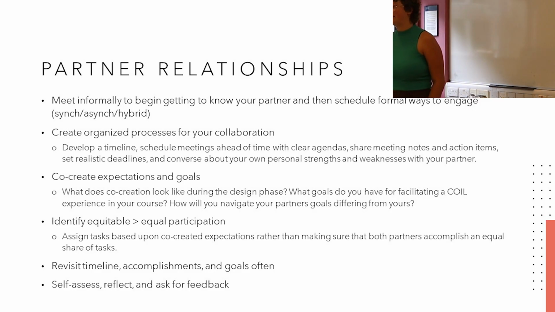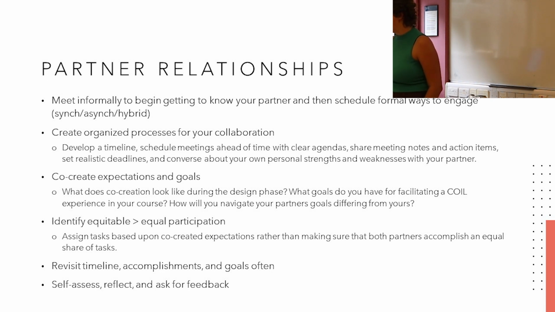Creating an organized process for your collaboration. So sitting down and actually developing a timeline, both for the design and for teaching the course. The design might take 3 months to work through with your partner just based on your schedules and your capacity and bandwidth. So really sitting down and being like, this is how long it's going to take us to figure out how we're going to do the COIL exchange, and then what that looks like.